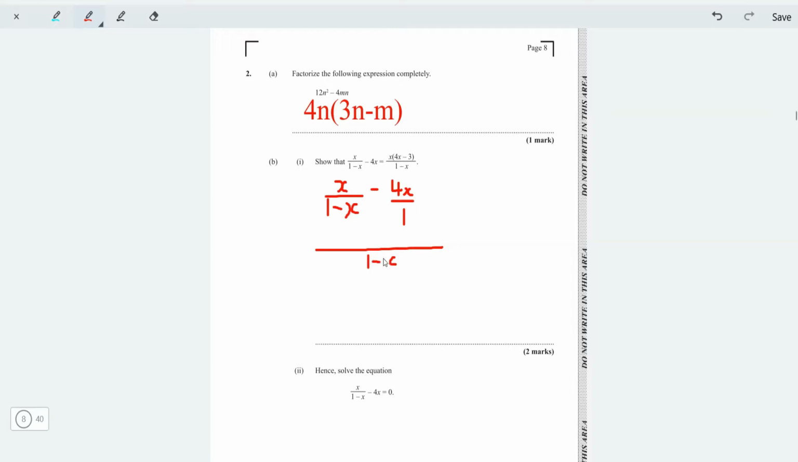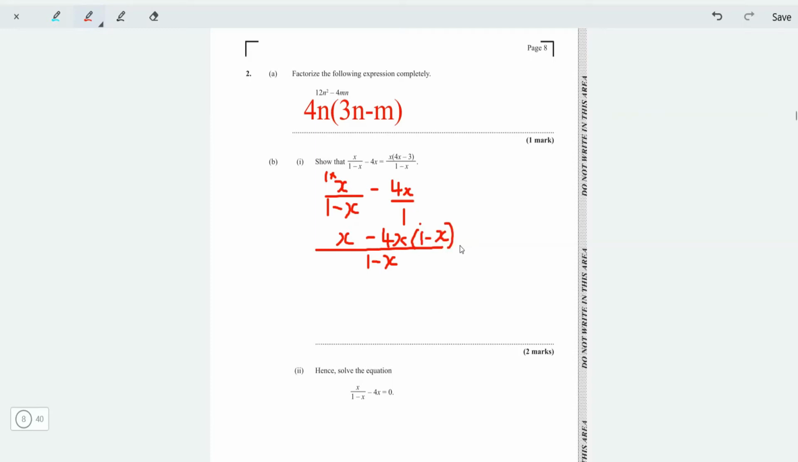1 minus x into 1 minus x goes one time. So 1 times x is x. Then you put minus 4x. Put in brackets 1 into 1 minus x goes 1 minus x. 1 minus x times 4x, so you put 1 minus x here. So now we just need to simplify this.